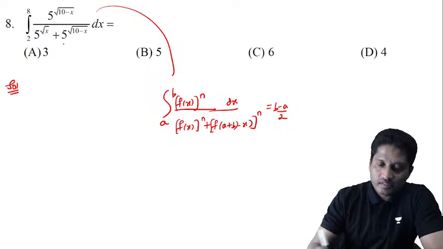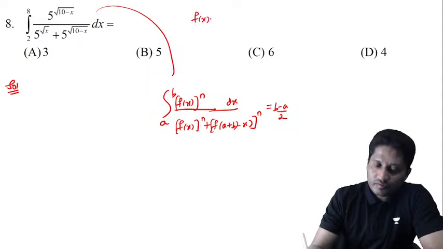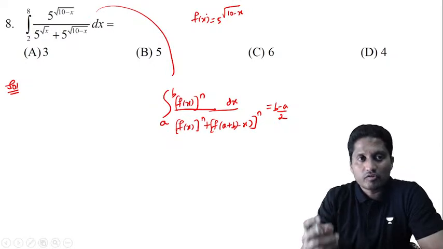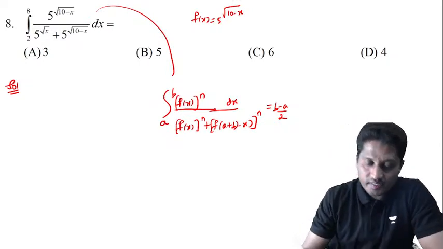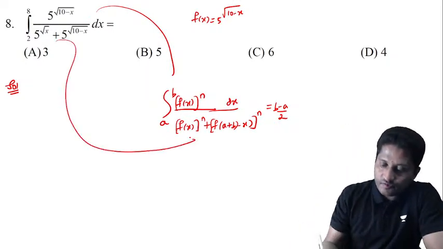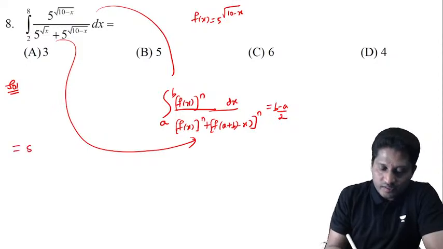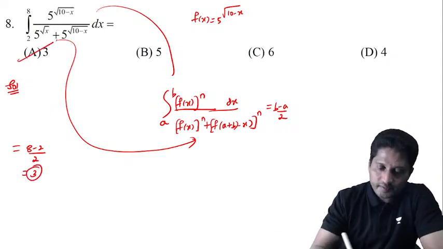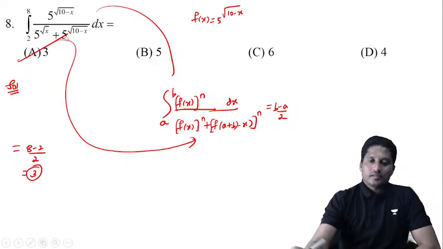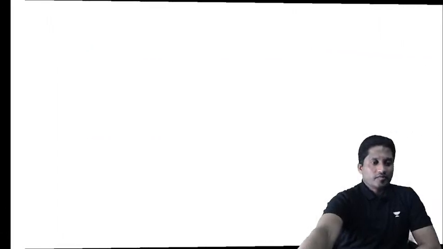Here f of x is equal to 5 to the power of root of (10 minus x). And in the denominator, if you change x to lower plus upper minus x, it will be 10 minus x only. So this and this are the same form. The answer is (b minus a) by 2, which is (8 minus 2) by 2, which is equal to 3. 6 by 2 is 3. Answer is option A. Isn't it, guys? Let's move to the next question.